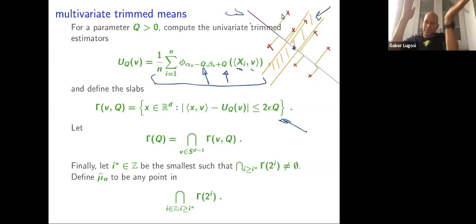We project onto a line, compute the empirical mean, and then take a slab around it, where the slab has a width related to this number q: epsilon times q. And now we take the intersection of all these slabs. This is for a specific value of q. We don't know what the right value of q is. So we do it for all possible q's on a dyadic grid, and we take the smallest q, the narrowest slab, such that this intersection is non-empty. It contains at least one point, and we can take any point there, and that's going to be our estimator.